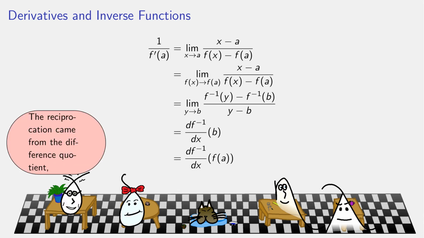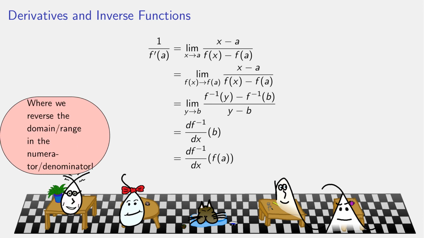And the reciprocation came from the difference quotient, where the difference quotient has the function in the numerator and the domain down in the denominator, but inverses essentially swap what's the range versus the domain, so you end up reciprocating the difference quotient, and that's where that reciprocal comes from, where you end up with 1 over f prime of a.